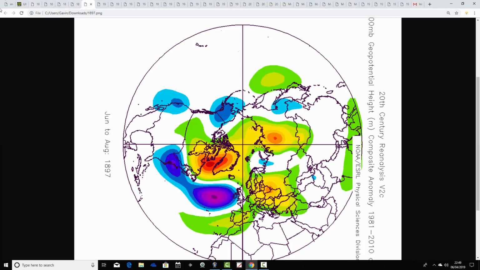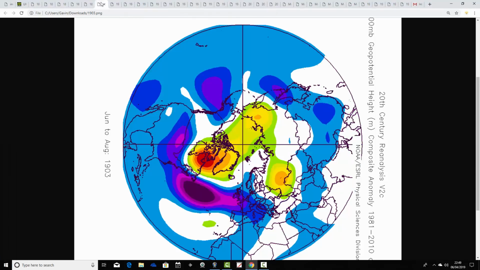Then we go through to the summer of 1897, and this one has below average heights to our west, and above average heights to our east and south. The jet stream is going to be down there. So this also looks like quite an unsettled summer in 1897, but also probably quite a warm summer, bringing up more of a southerly influence. That's probably quite a warm, maybe even fairly thundery and pretty unsettled summer in 1897.